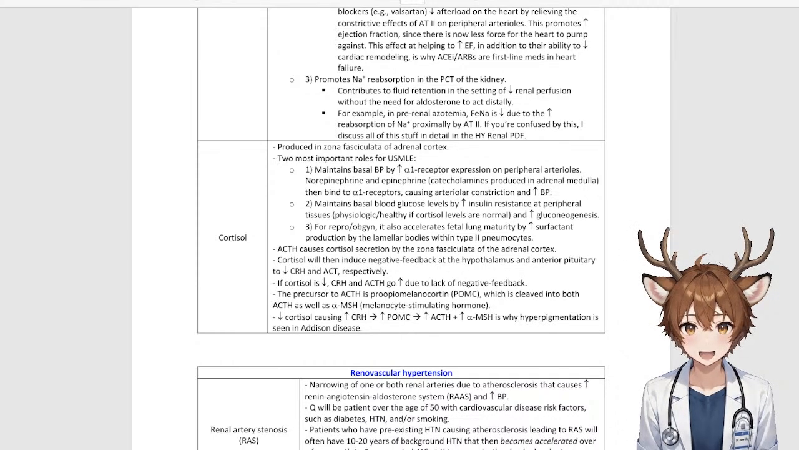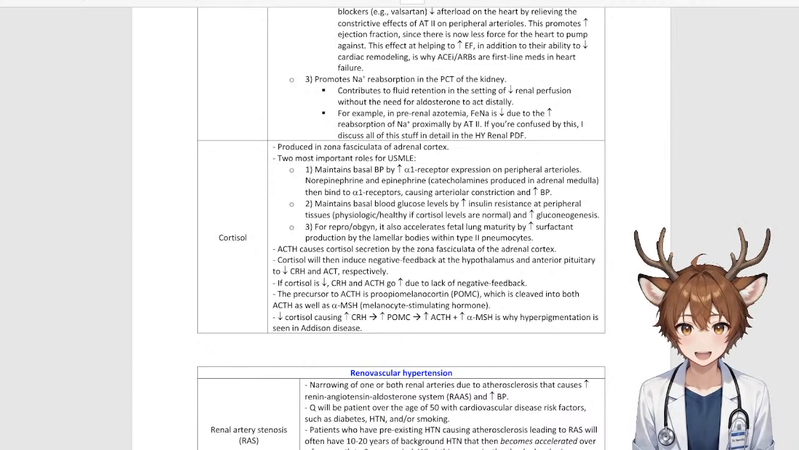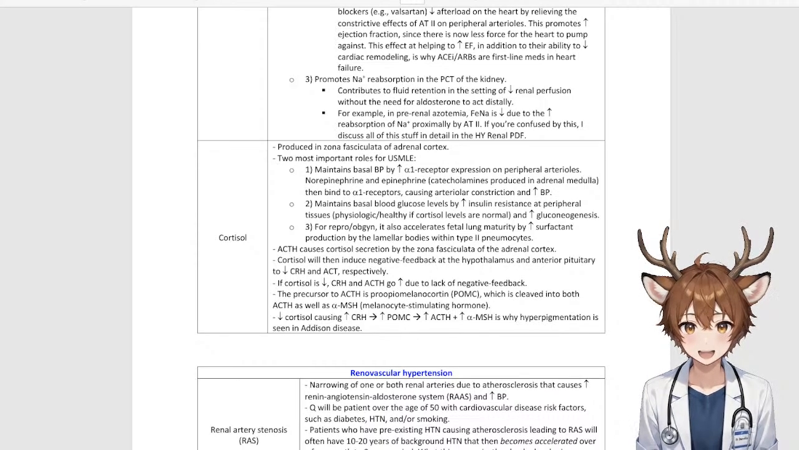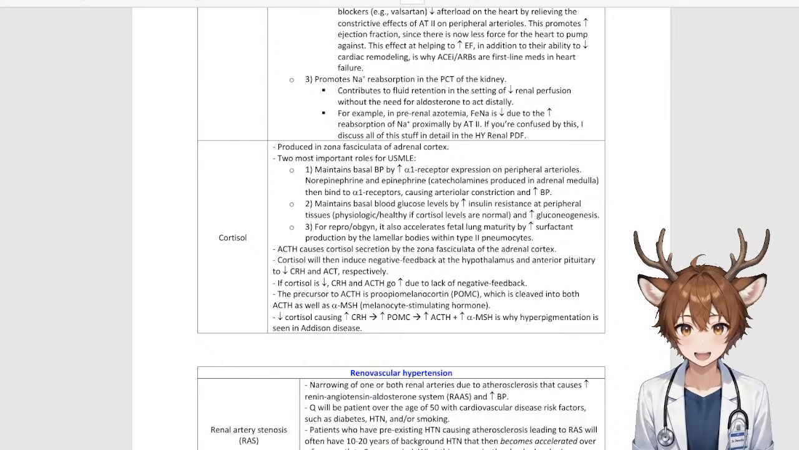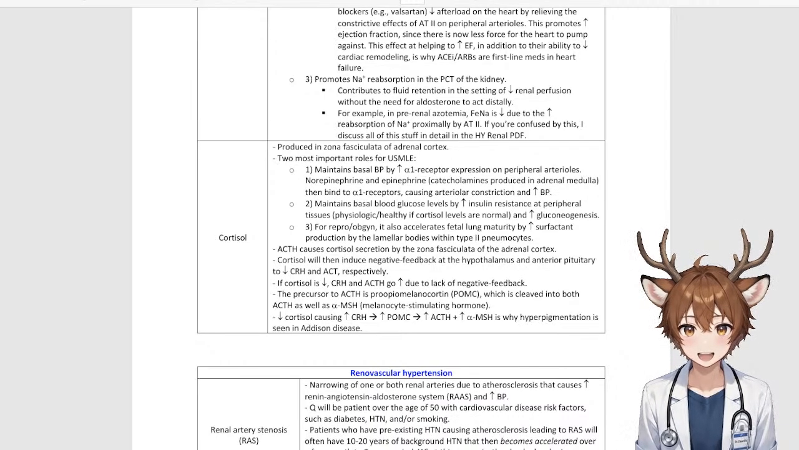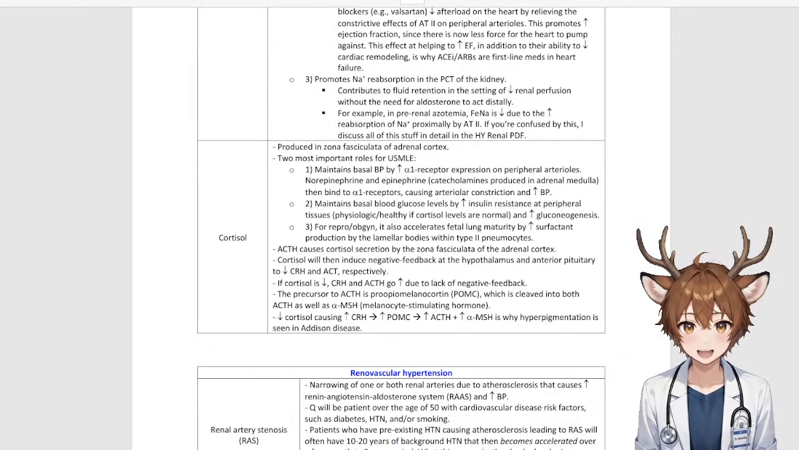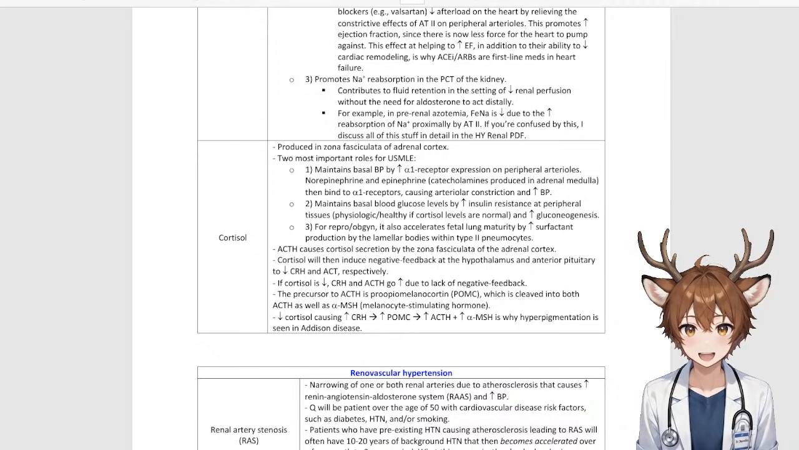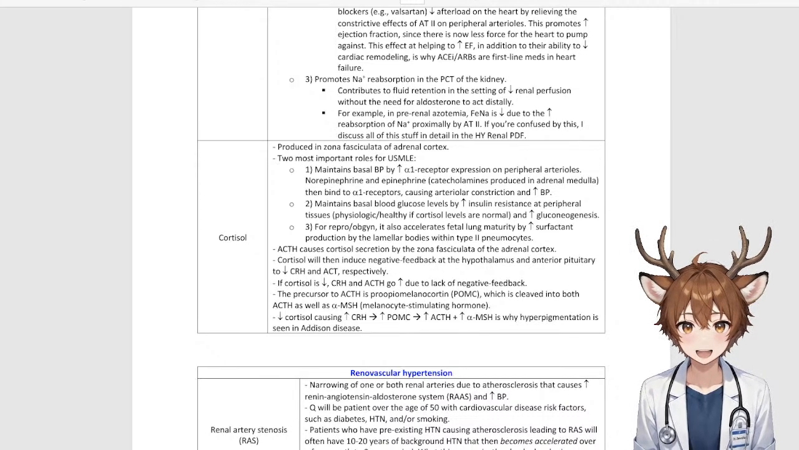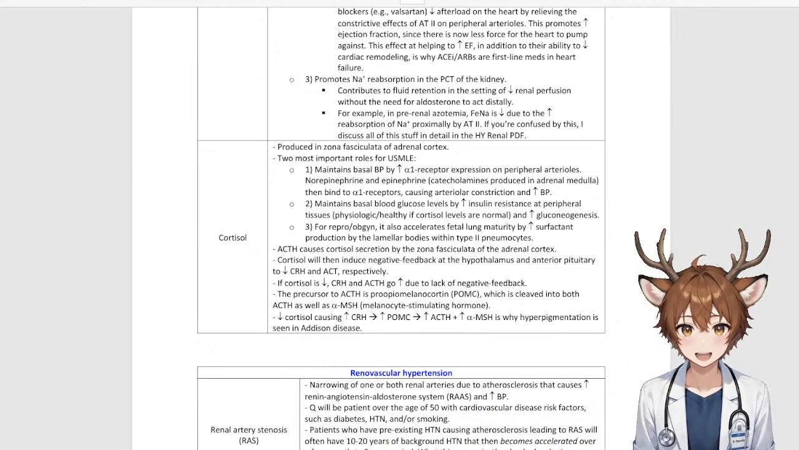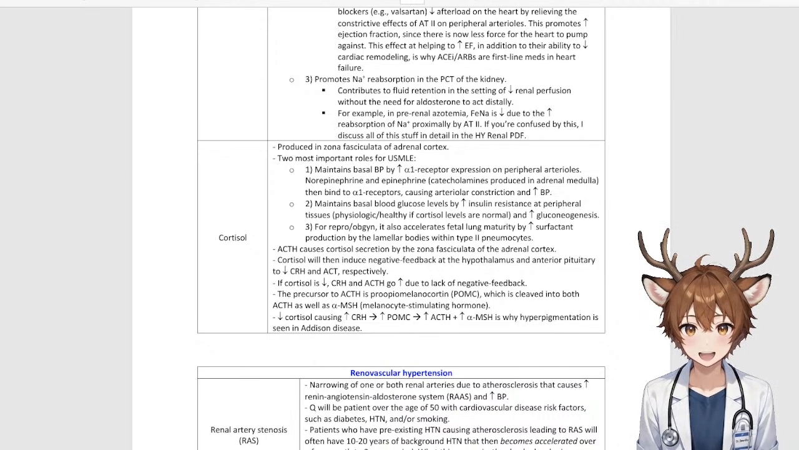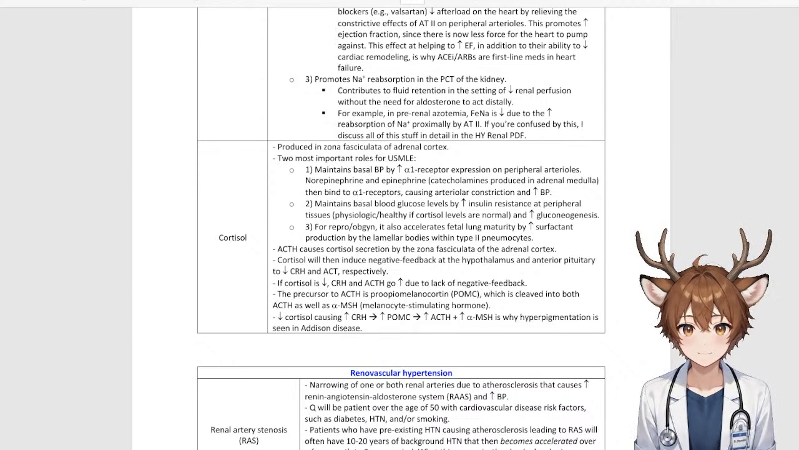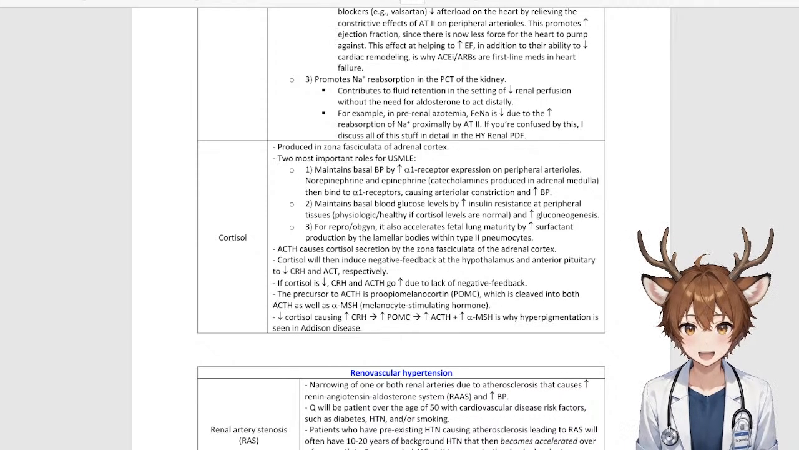3. For reproduction/OBGYN, it also accelerates fetal lung maturity by increasing surfactant production by the lamellar bodies within the type 2 pneumocytes. ACTH causes cortisol secretion by the zona fasciculata of the adrenal cortex. Cortisol will then induce negative feedback at the hypothalamus and the anterior pituitary to decrease CRH and ACTH, respectively. If cortisol decreases, then CRH and ACTH are elevated due to the lack of negative feedback.